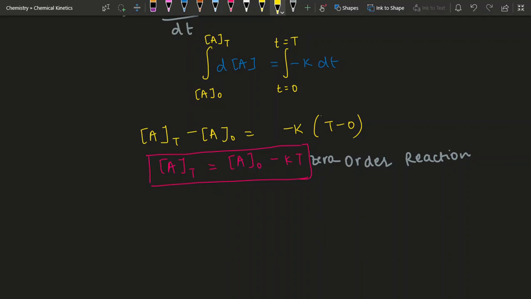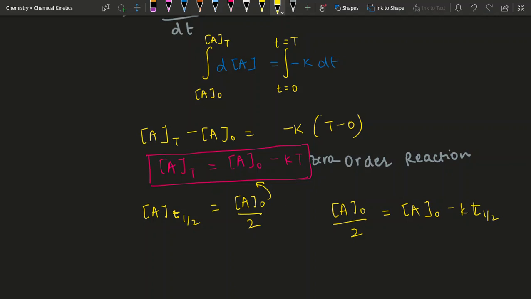In this case, the half-life would be when A at t half, which is how we represent half-life, is equal to half the initial concentration of the reactant. If you plug this into the expression we have got, you have A naught over 2 equals A naught minus kt. And by the way, this is t half. You are replacing t by t half as well.